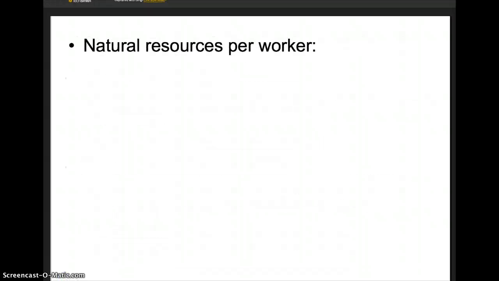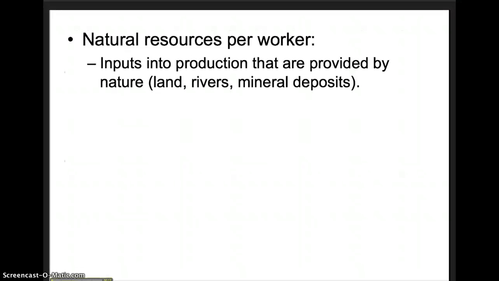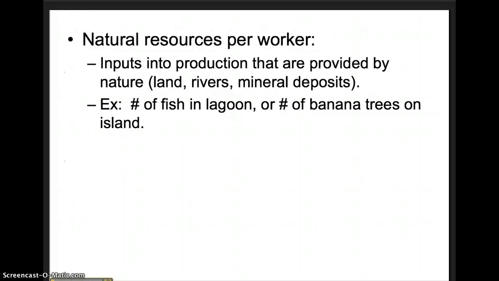The third determinant of productivity is natural resources per worker. Natural resources are inputs into production provided by nature. Examples include physical land, rivers, and mineral deposits, to name a few. An example would be the number of fish in the lagoon or the number of banana trees on the island. If there are only a few fish in the entire lagoon, then the probability of Tom catching one is relatively low. If there are hundreds of fish in the lagoon, then the probability of Tom catching one fish is relatively high. Same goes for the number of banana trees. The more natural resources, the greater the probability of being productive.